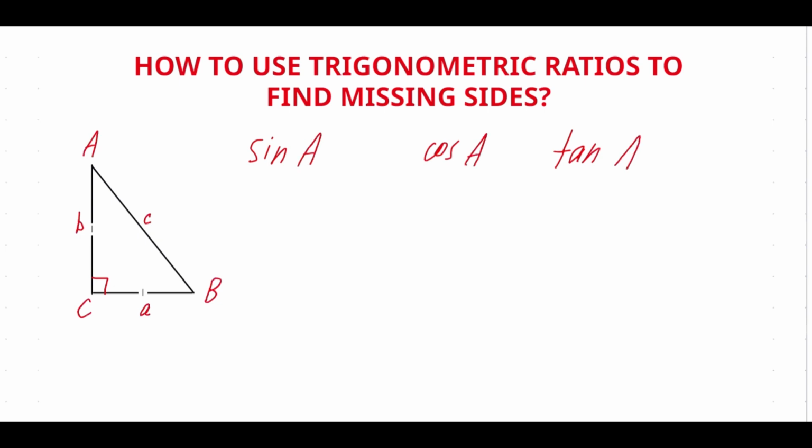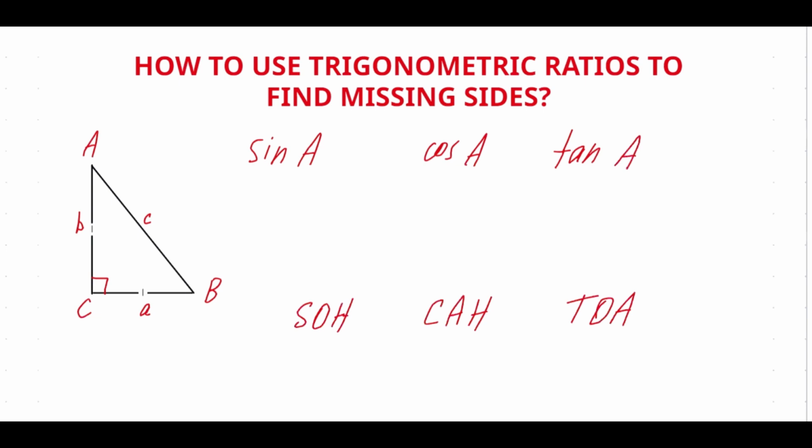Now, to memorize the definitions, we use this mnemonic: SOH CAH TOA. It's so silly that actually it sticks in your mind. It doesn't make any sense, to be honest. It's just that this gives us the order that we put the ratios in our equations.